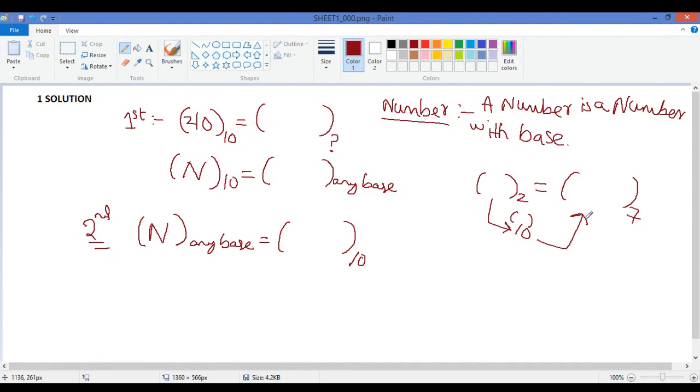Okay? So shall I go for next slide? Understood? Yeah. So now let us understand the first skill, from base 10 to any base, a number with any base. We will take some examples.